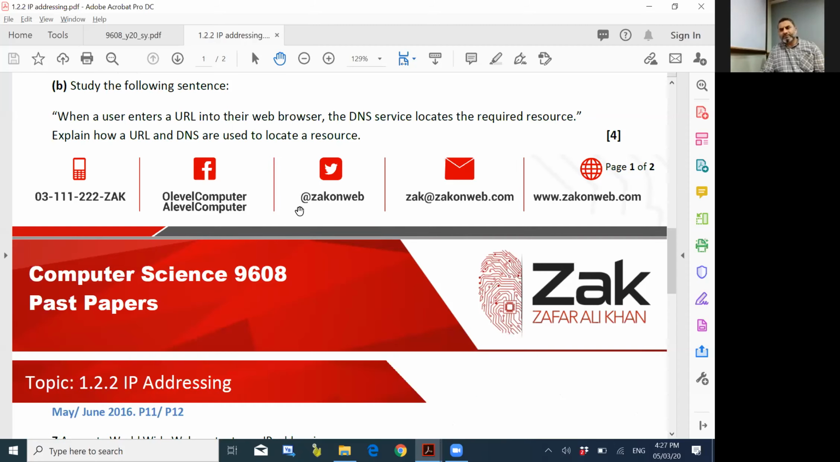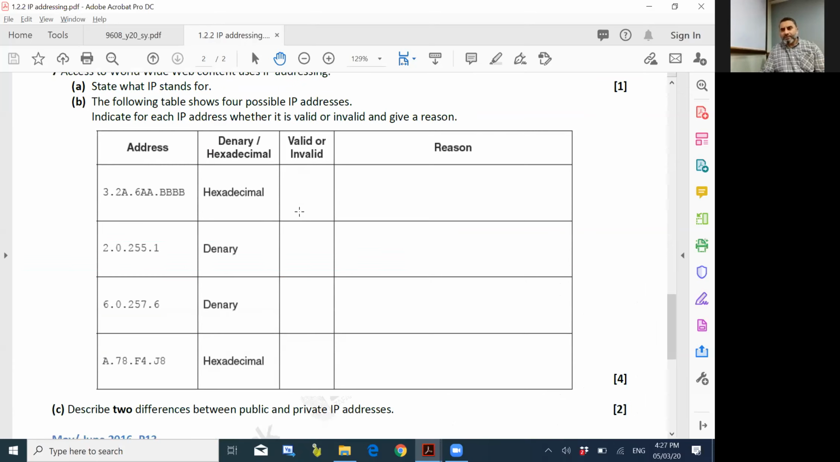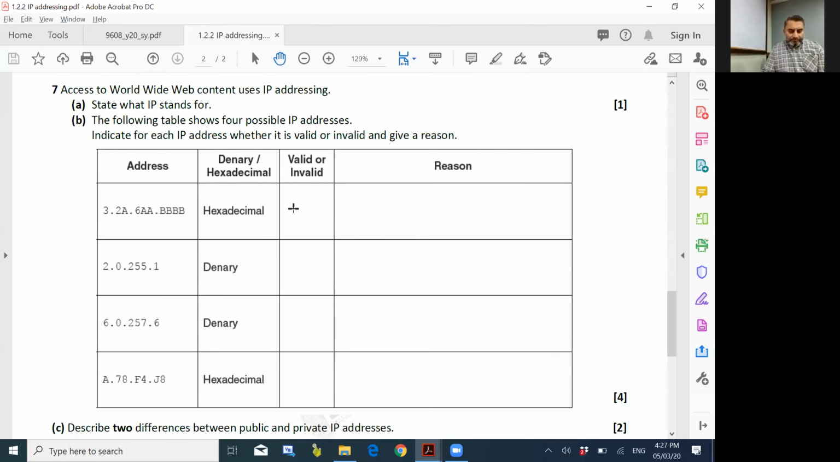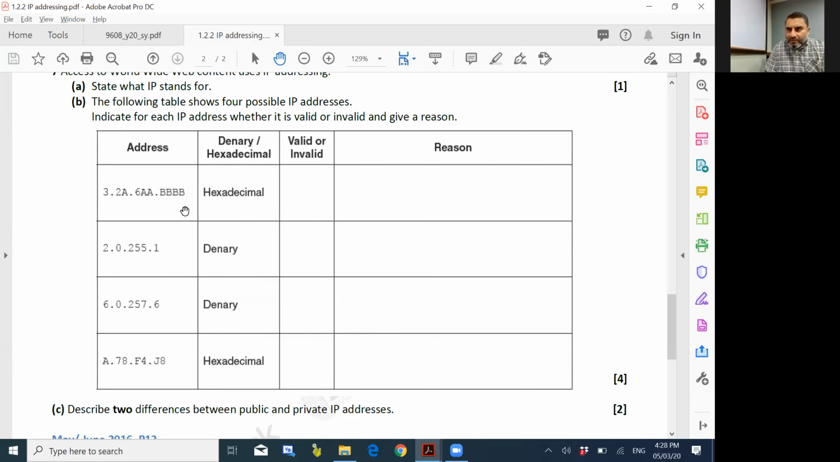Next question. This is about IP version 6 as well, I believe. Access to the World Wide Web content uses IP address. State what IP stands for. IP stands for Internet Protocol. The following table shows 4 possible IP addresses. Indicate for each IP address whether it is valid or invalid. And then we have to give a reason. So this one, 3.22a.6aaBbb, it is in hexadecimal.